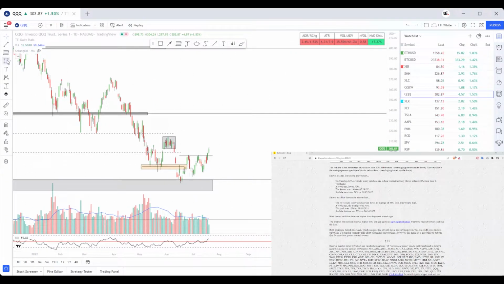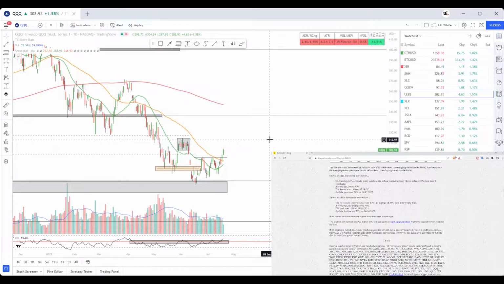What I'm looking at here is that RSI is now firmly above the 50, and this is a big deal within TTI. We know that when the RSI is above 50, the odds of these trends continuing grow exponentially, right? We're in a bullish momentum regime. The Qs are breaking out. And then let's add one more flavor here, the 50-day moving average.